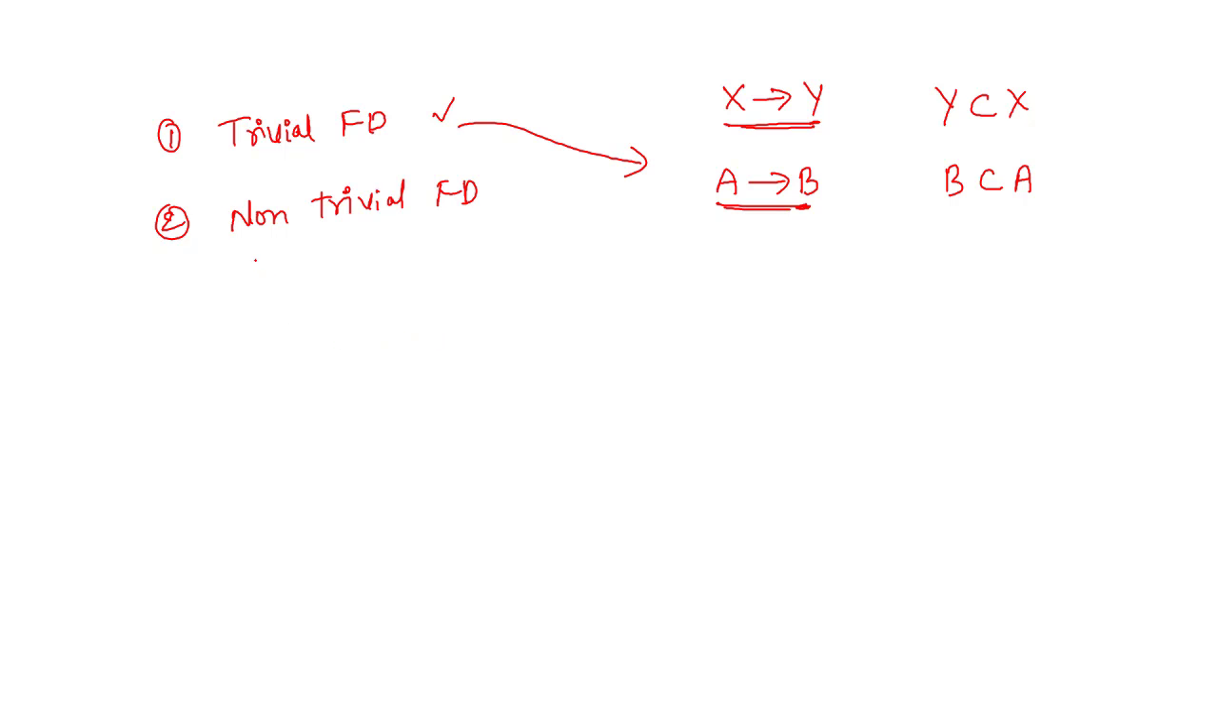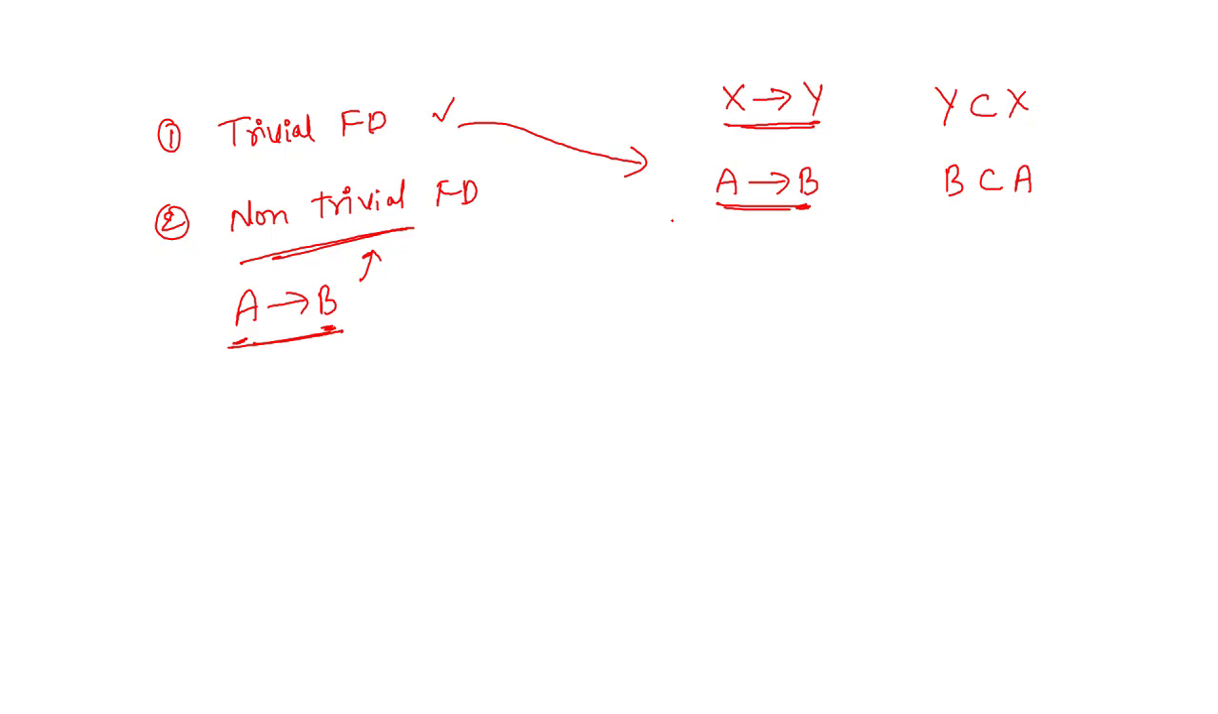Now we can define what is a non-trivial functional dependency. If I have A implies B, and B is not a subset of A, then we can say this A implies B is a non-trivial functional dependency.